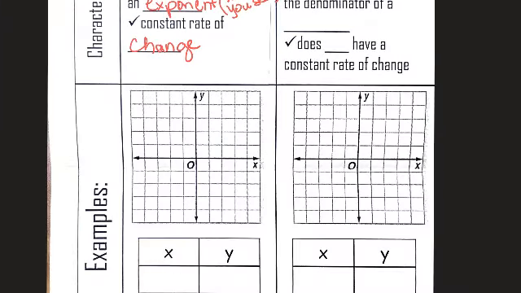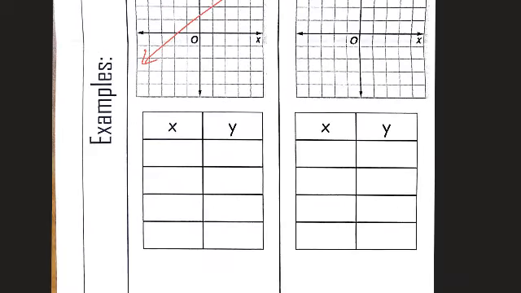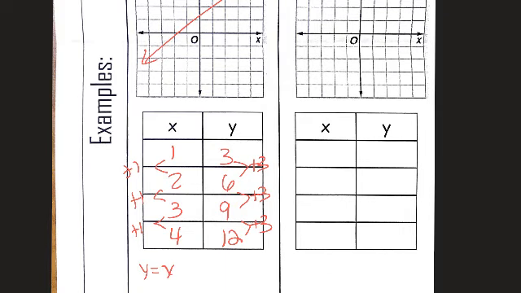So here, how does this look on the graph? Well, it looks like a line. Here, the table has a constant rate of change. So we can go 1, 2, 3, 4, 3, 6, 9, 12. And this is a plus 1, plus 1, plus 1, plus 3, plus 3, plus 3. Looks good, right? Constant rate of change. Examples: y equals x, or y equals 2x plus 5, or y equals x over 6. Those are all good examples.